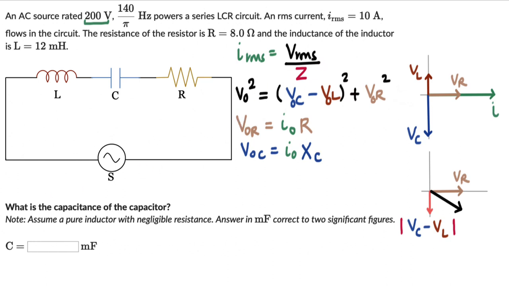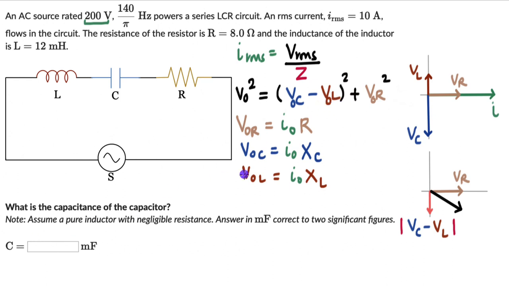Similarly, for the inductor, V0L will be equal to I0 into XL. And this is the inductive reactance, the opposition provided by the inductor to the current. So now when we replace all of these in this expression right here, let's see what we get.